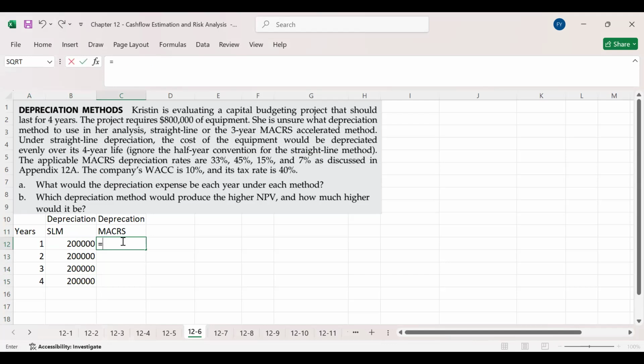Here we are going to calculate. We have cost, which is $800,000 multiplied by the first year rate, 33%. So the first year depreciation rate is given, which is 33%. In the second year we have the same cost, and we multiply it by the given rate of 45%, which is for the second year. Third year, the rate is 15%, so we have the $800,000 cost multiplied by the rate of depreciation, 15%. And similarly for the last, fourth year, the cost is the same, 800,000, multiplied by the rate of depreciation, which is 7%. So here we have depreciation under each of these methods.